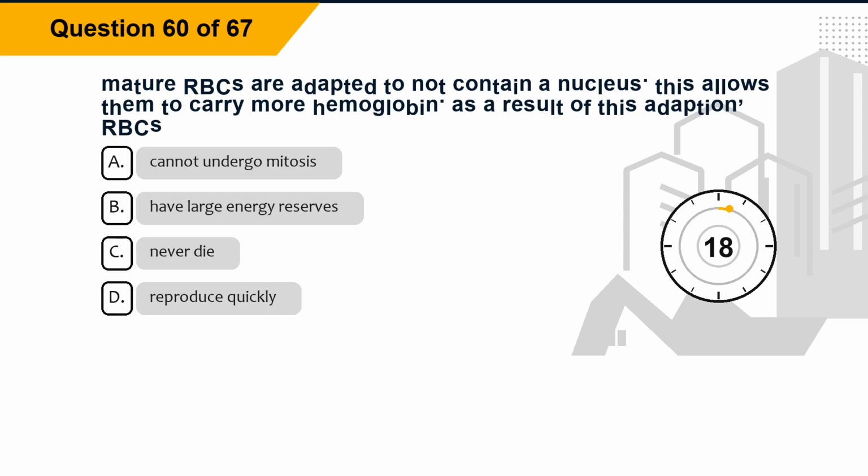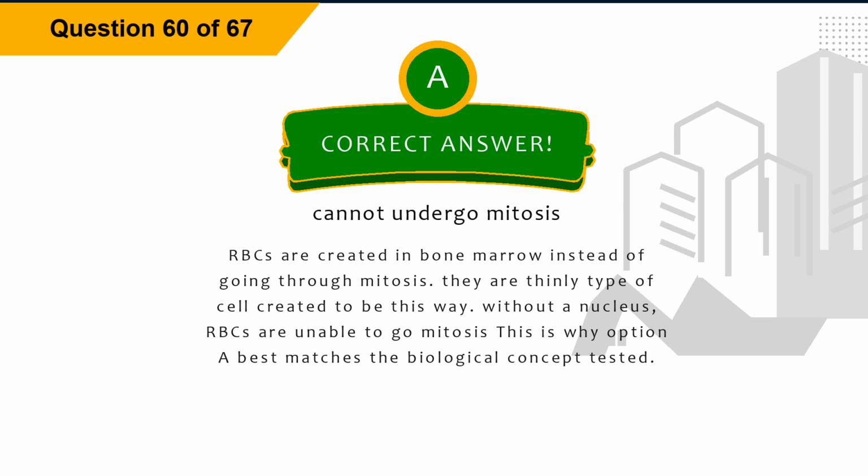Question 60. Mature RBCs are adapted to not contain a nucleus. This allows them to carry more hemoglobin. As a result of this adaptation, RBCs: Option A, cannot undergo mitosis. Option B, have large energy reserves. Option C, never die. Option D, reproduce quickly. The correct answer is option A, cannot undergo mitosis.